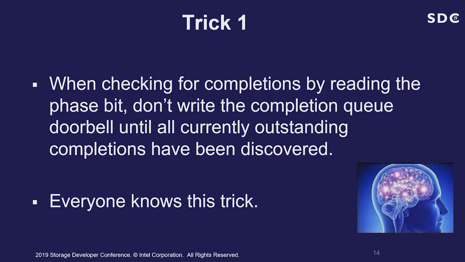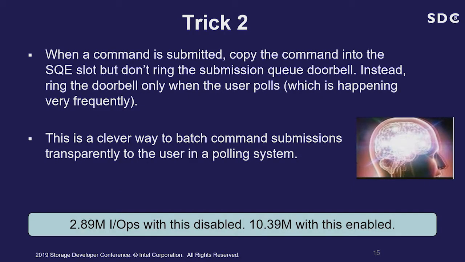Trick two. When a command is submitted, in those read commands I had in the previous loop, copy the command into the submission queue entry slot for each one, but don't ring the doorbell. Instead, ring the doorbell when they poll. Now that means the first time you poll, it'll just submit a batch of commands. It won't give you your completions, but you're in an event loop style, you're just sitting there spinning, doing work and spinning, doing work and spinning, right? You're polling all the time. So you've just figured out a clever way to batch the submissions transparently to the user.